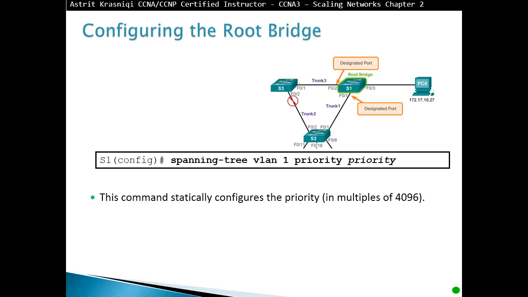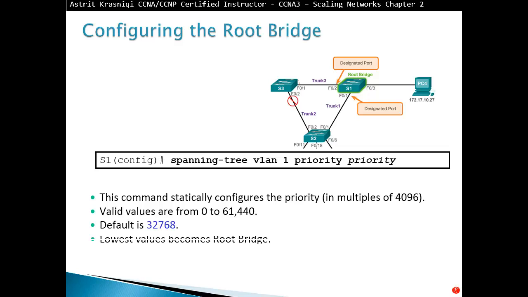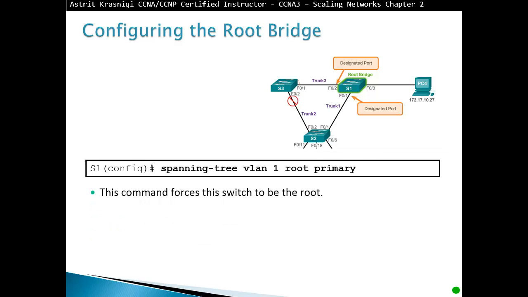You can go 0, 4096, and so on, and you have to add the VLAN ID to the default of 32768. If you just put a number, it will give you an error. You put a question mark, and it's going to give you the priority multiples that you can enter. Valid values are from 0 to 61,440. The default is 32,768. The lowest value will become the root bridge.